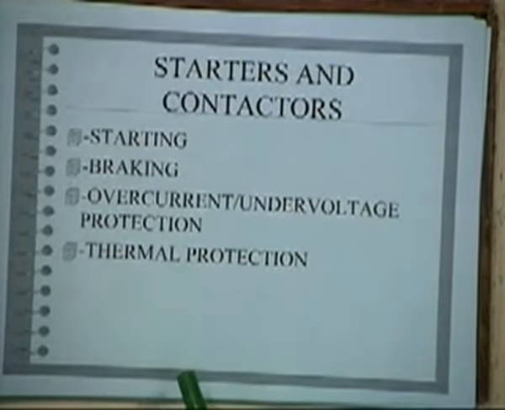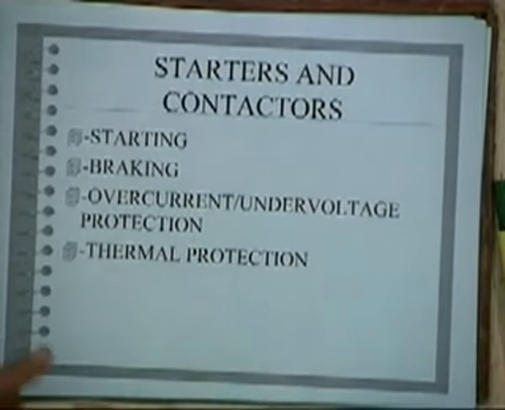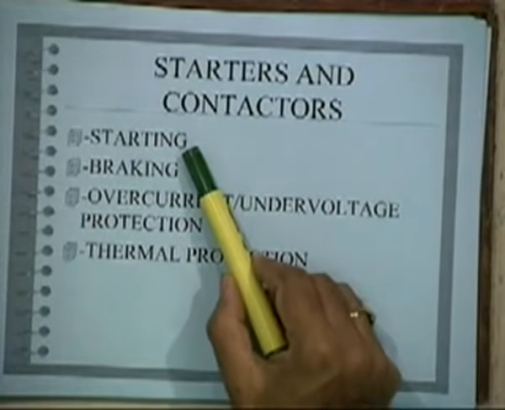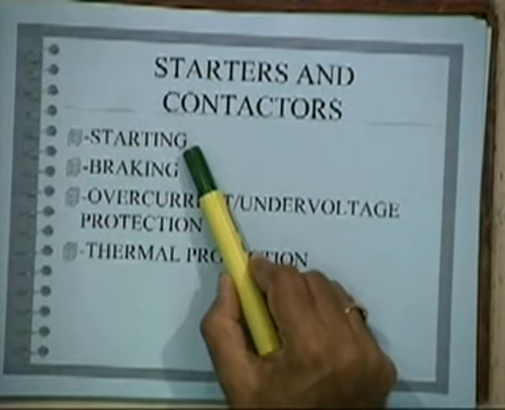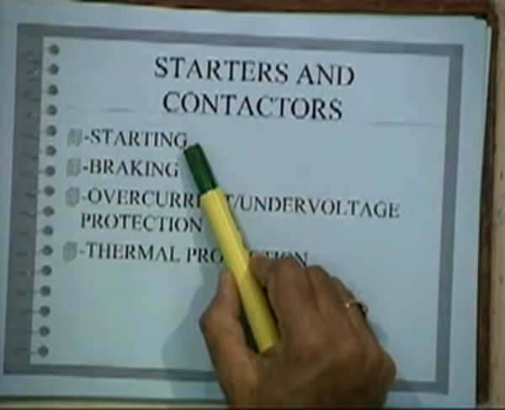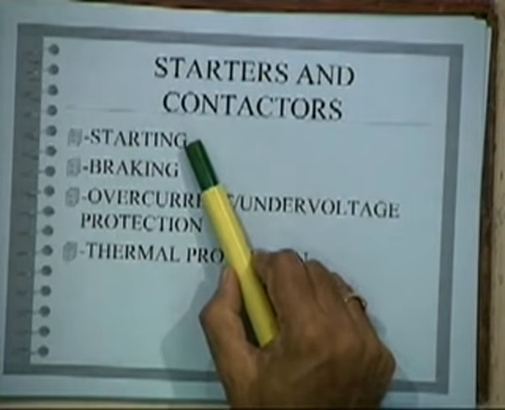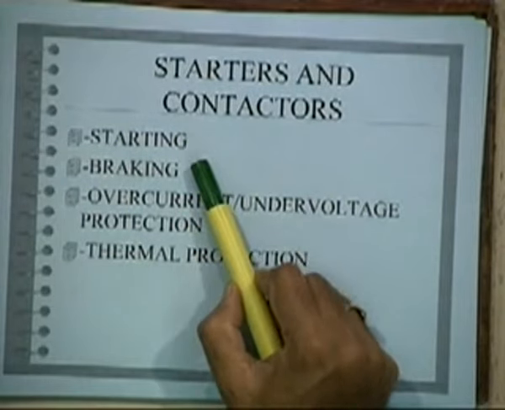So the starters and contactors will have the following functions, right? If you open up a starter, a jumble of various circuits will be there inside. It will have a mechanism to start, right? Start means usually you start by pressing a green button there, okay? And if you want to stop, you press the red button, okay?